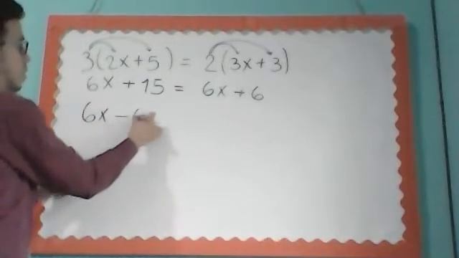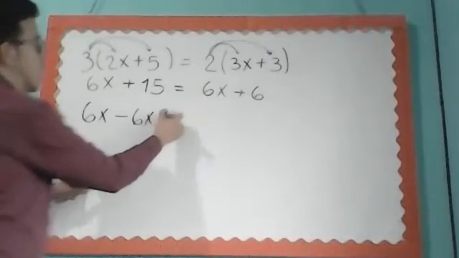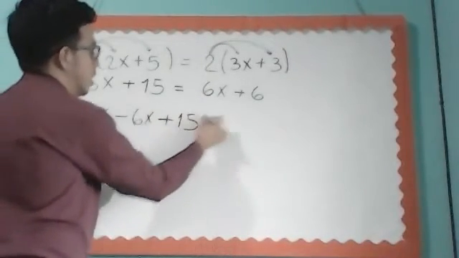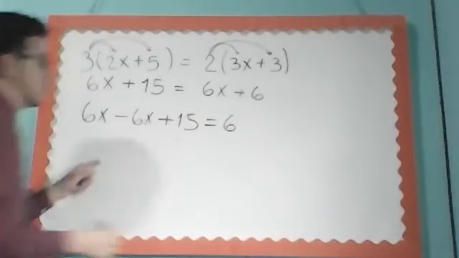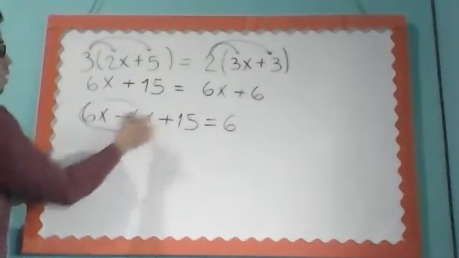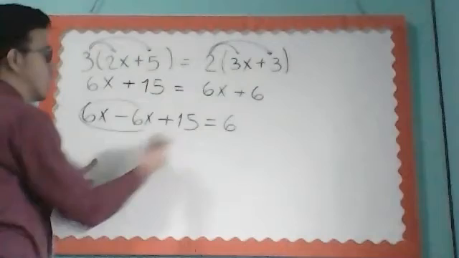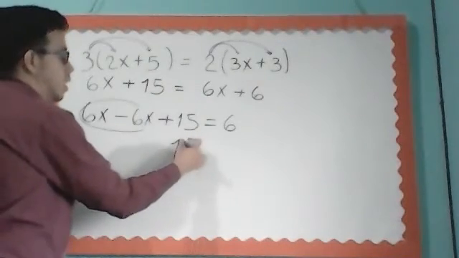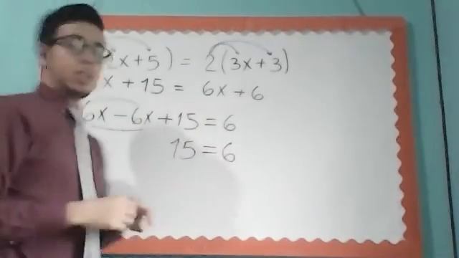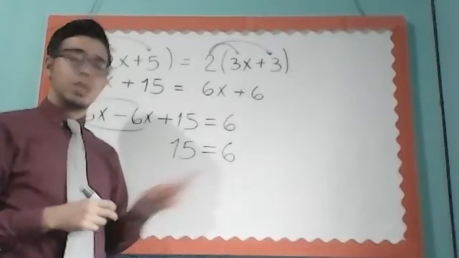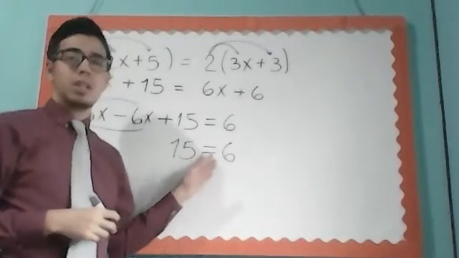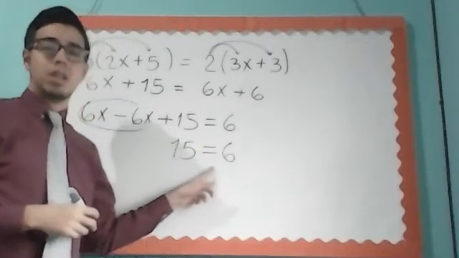6x minus 6x plus 15 equal 6. You subtract this, and 6 minus 6 is going to be 0, right? You have 15 equal 6. Okay, but in what kind of universe is this true? 15 never is going to be 6. They are different values, okay?